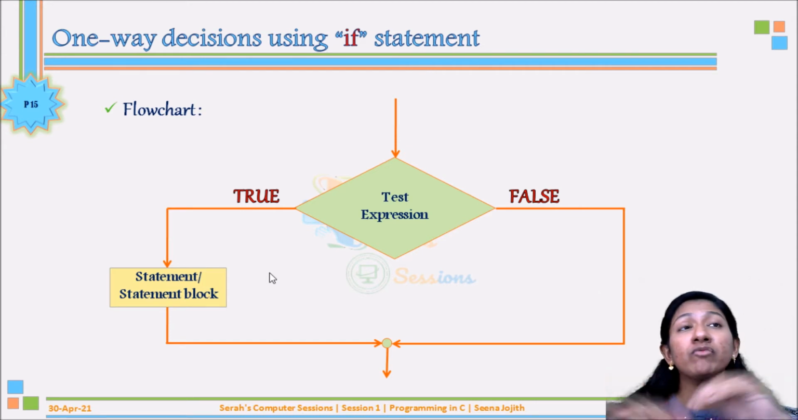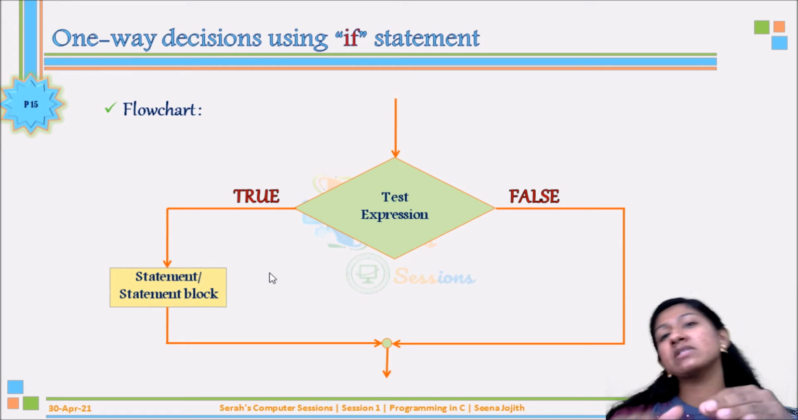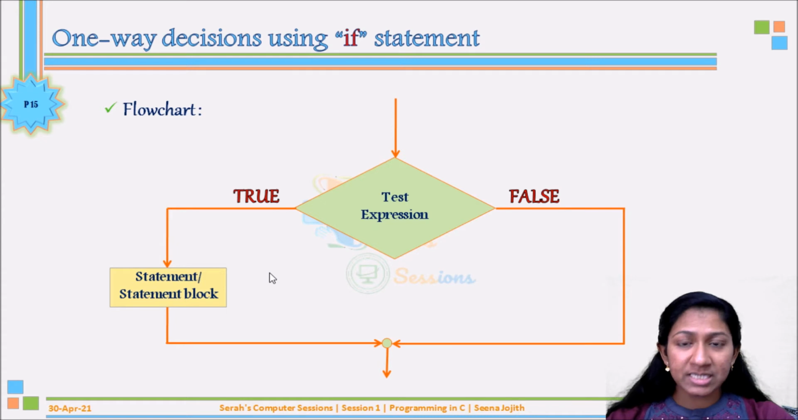If it is false, we are not going to execute that statement block. So that is why it is called a one way. Okay, I hope that it's clear to you.